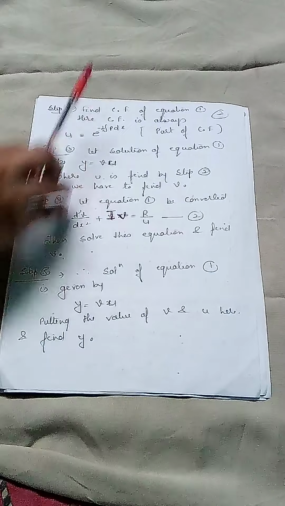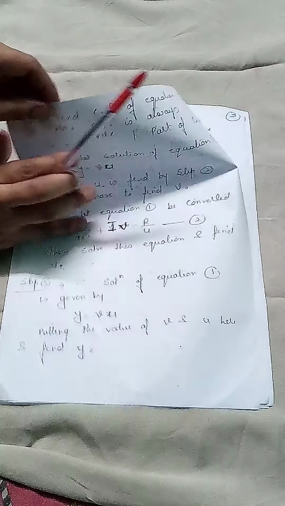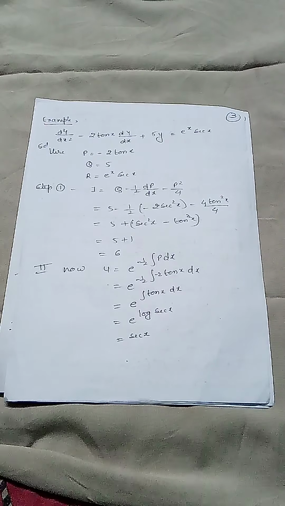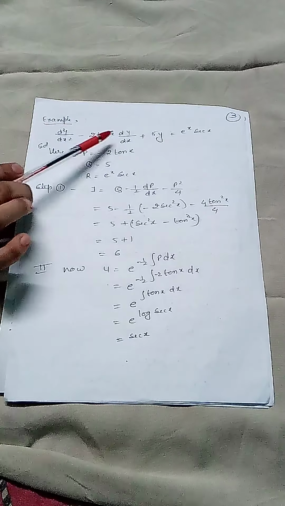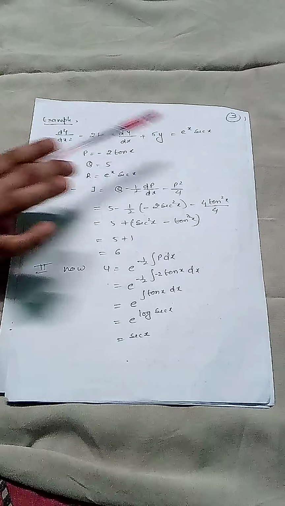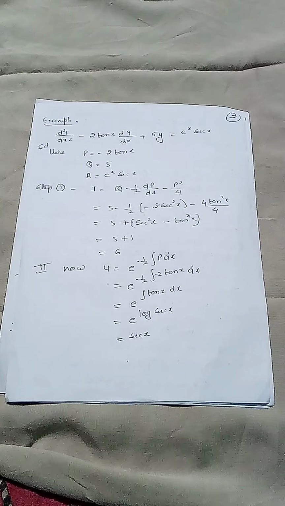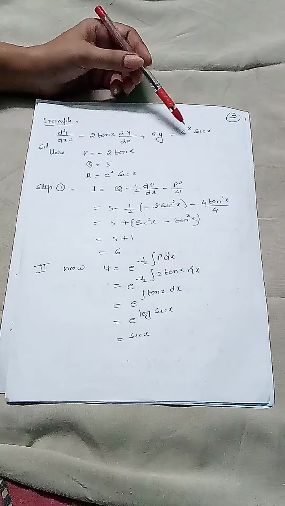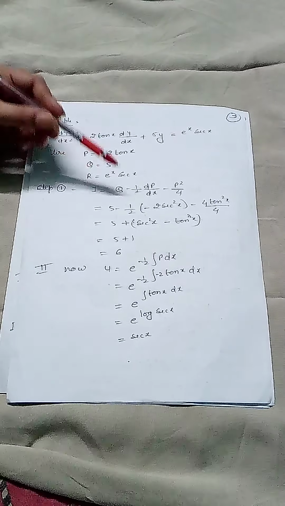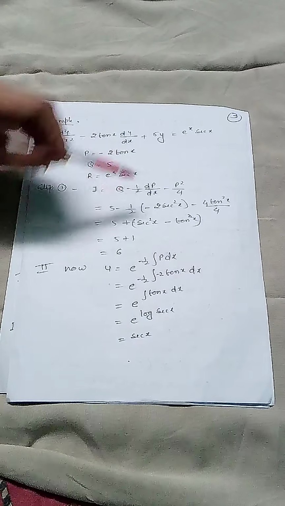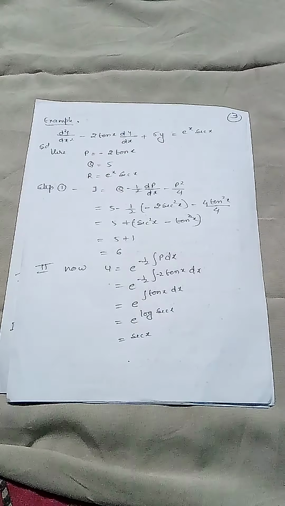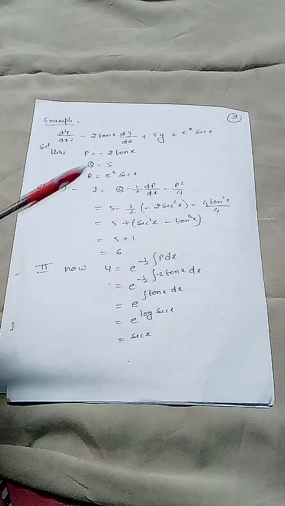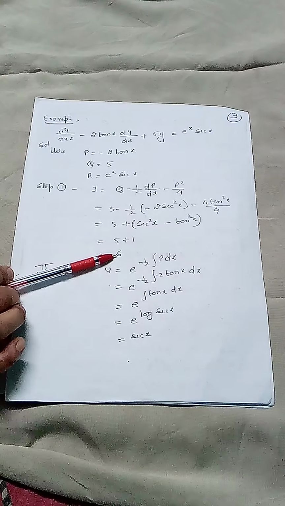Now, next we consider two or three problems. First problem, we have to consider here d2y upon dx square minus 2 tan x dy upon dx plus 5y is equal to e raised to x sec x. Here p is equal to minus 2 tan x, q is equal to 5 and r is equal to this. First we calculate I, which is q minus half dp upon dx minus p square upon 4. Calculate this, that will be 6. Then we apply this method.